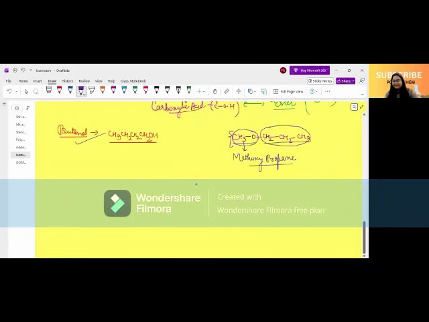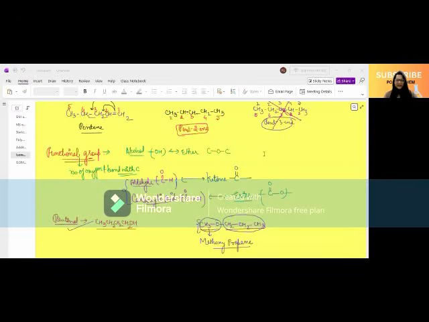Perfect. For today, let's wrap up the session over here only. I hope that after this, you will be feeling a bit more confident when it comes to structural isomers.